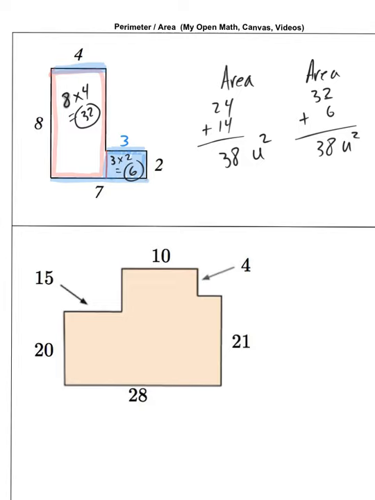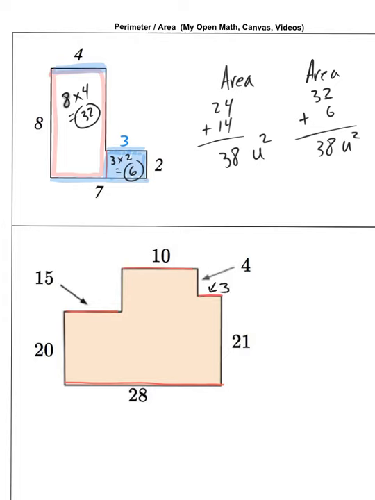Down here, the second example, we need to find this length here and this length here. So if you remember from the perimeter problems, this whole length is 28. So we know that 15 plus 10 plus this piece, those three pieces here have to add up to 28. So this piece has to be 3.